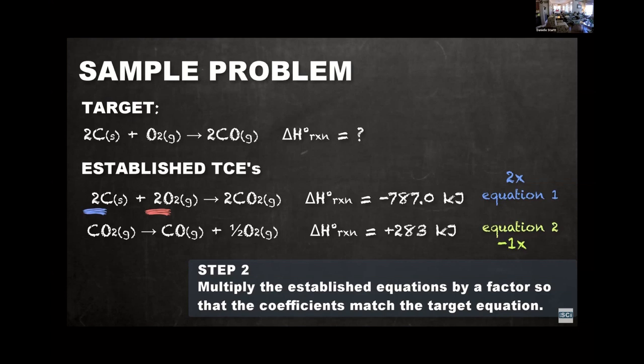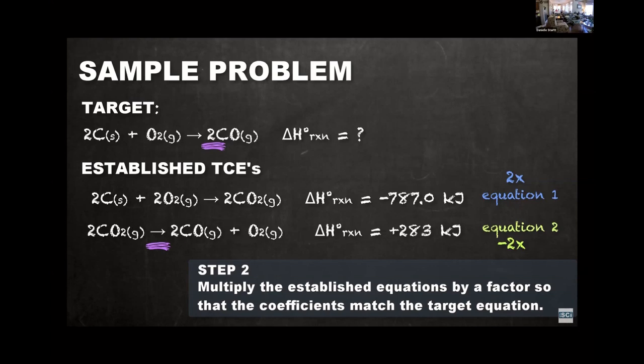Our target equation requires 2 moles of carbon monoxide, and yet we only have 1 mole of carbon monoxide being produced in equation 2. So by doubling it, we now have to double not only the carbon monoxide, but also the oxygen and the carbon dioxide, as well as our overall enthalpy change. So not only has the enthalpy change for equation 2 changed its sign, but we've also had to double it.